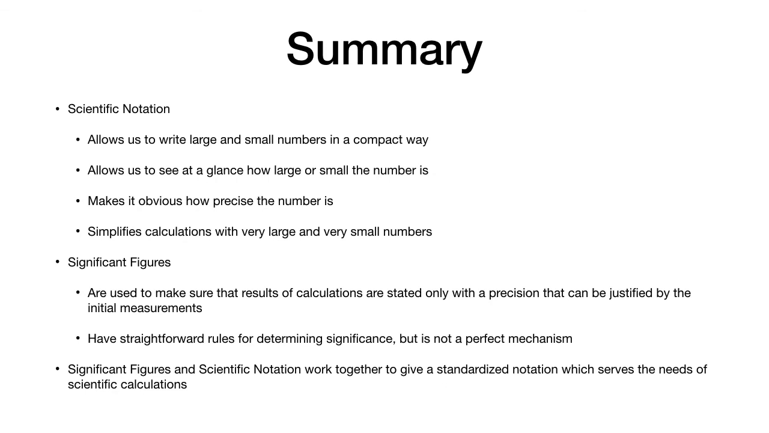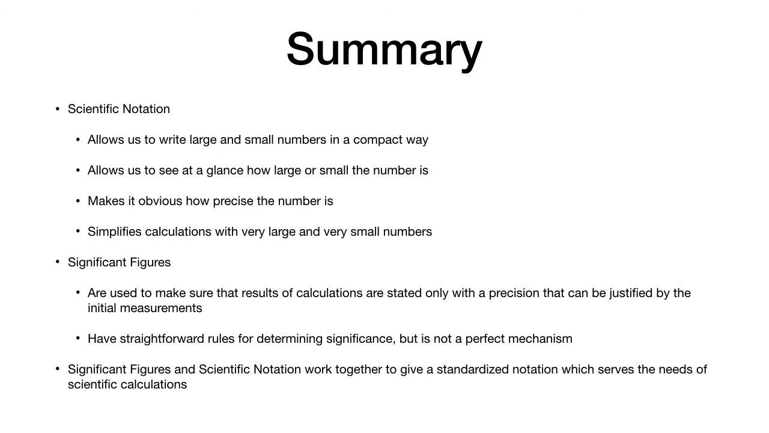So, in summary, scientific notation allows us to write large and small numbers in a compact way. It allows us to see at a glance how large or small the number is. Otherwise, we'd have to contend with all those zeros and try to count them ourselves. It makes it obvious how precise the number is, because you can tell by how many digits are in the significand just how precise the number is. And it simplifies calculations with very large and very small numbers. So if you remember doing those multiplications, you only had to really multiply and divide the significands, and you could just add and subtract the powers when doing the multiplication and division of powers.